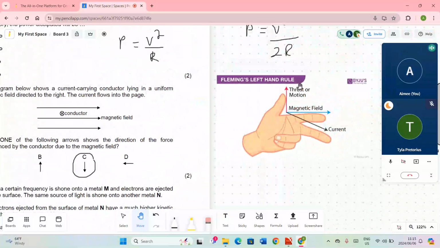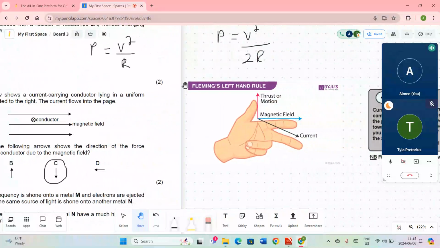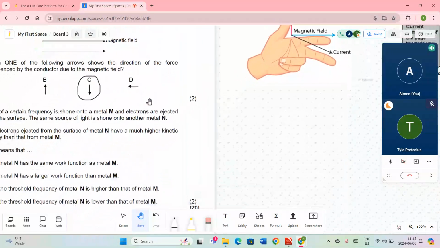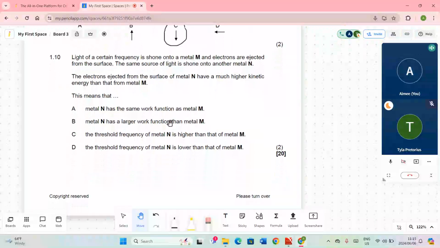Okay, just remember Fleming's left-hand rule we use for current carrying conductors. There are other scenarios where Fleming's left-hand rule is not appropriate and you actually need to use the right-hand rule. Okay, now we move on to the last question, 1.10.